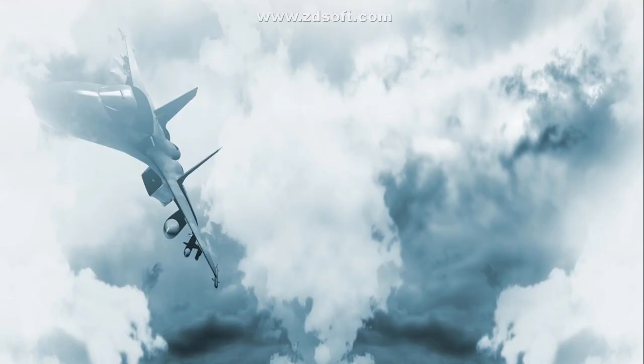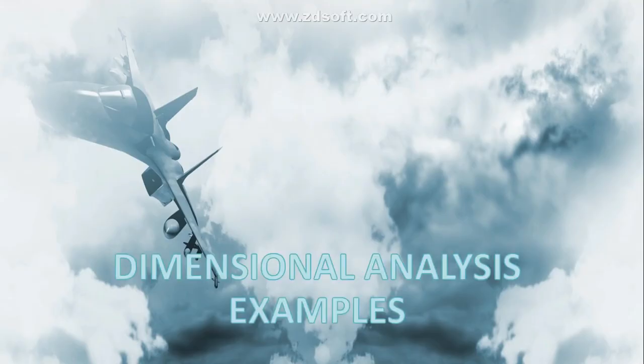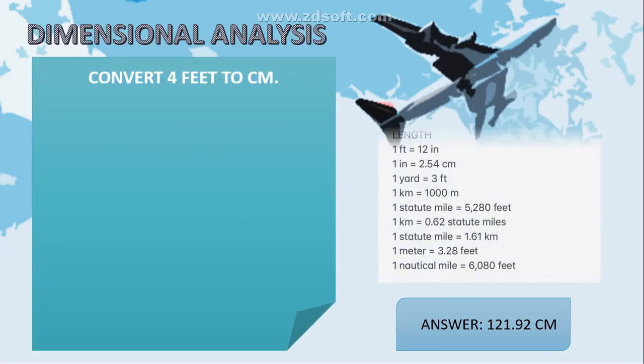Okay, we have here examples for dimensional analysis. The first example is convert 4 feet to centimeters. So, we have 4 feet, and then we are going to convert it to centimeter. If you look closely here in our given conversion factors, we do not have a direct conversion from feet to centimeter. So, what we have to do is convert first from feet to inches and then inches to centimeter. So, we're going to use 2 conversion factors. So, how are we going to do that?